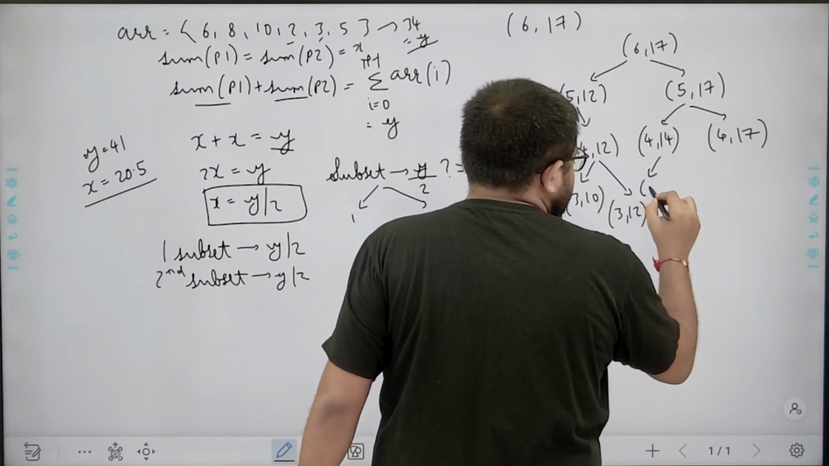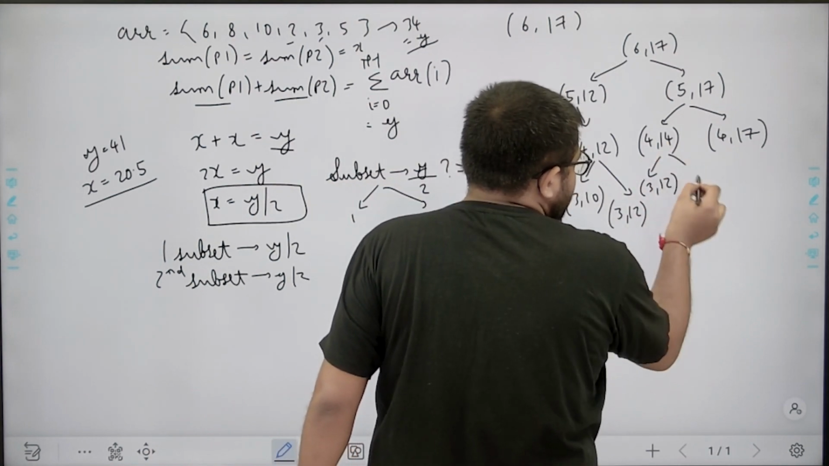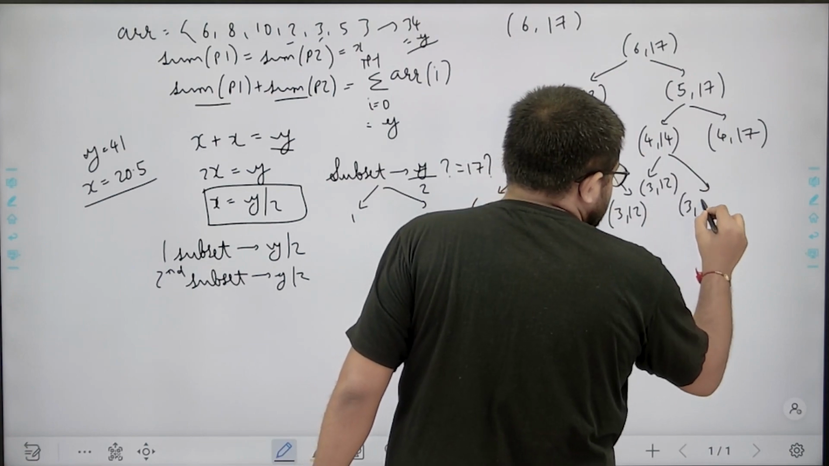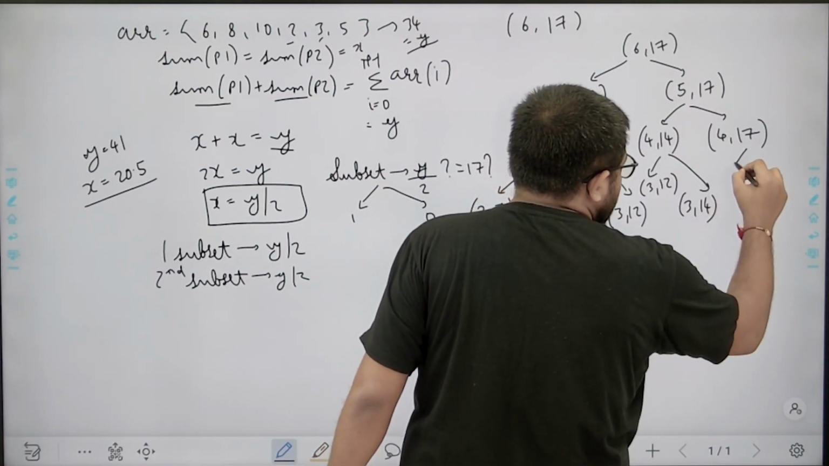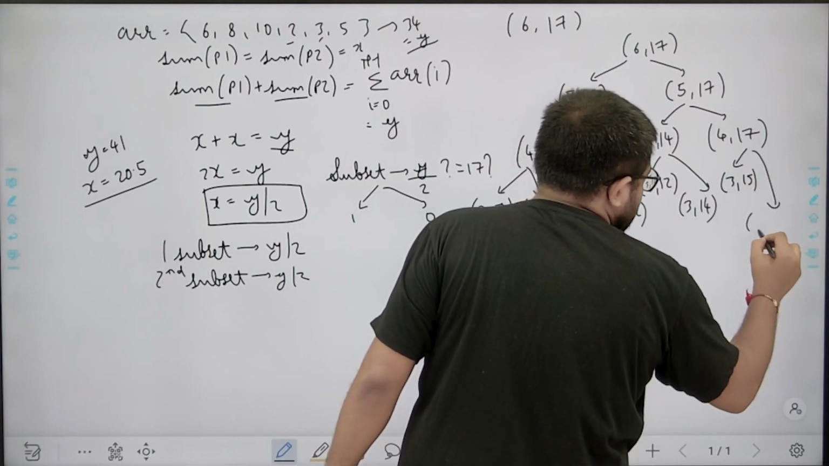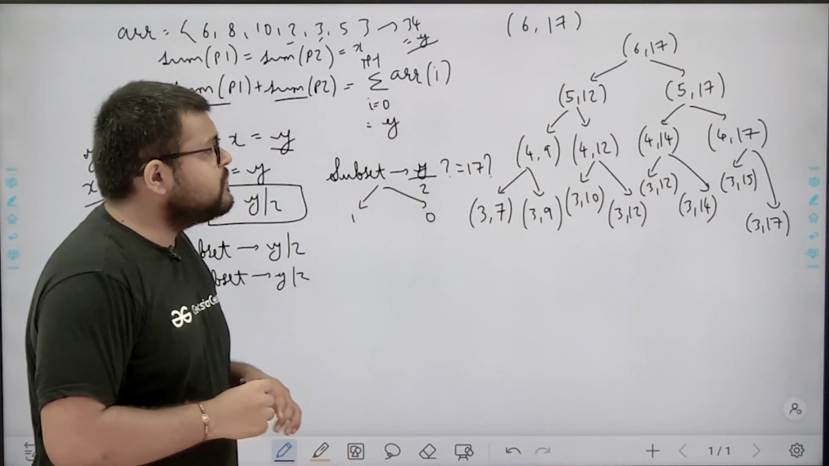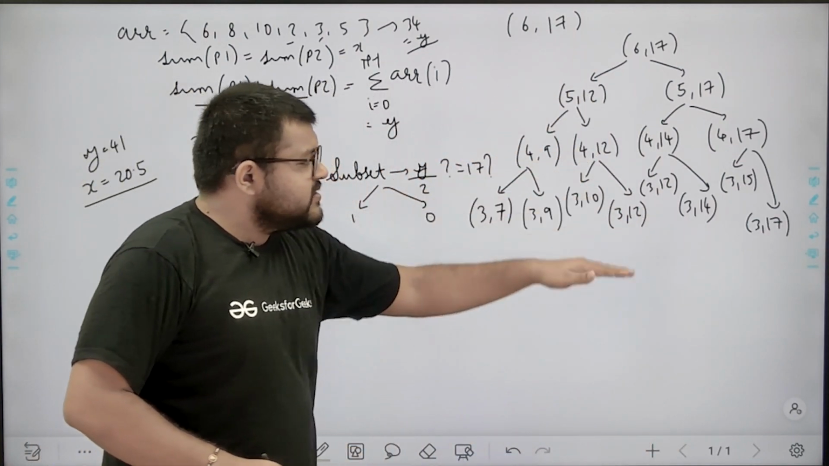Similarly here, if I decide to take it, then my remaining sum would become 12. And if I decide not to take it, then the remaining sum would remain 14. Here I decide to take it, the remaining sum would be 15, and if I decide not to take it, the remaining sum would be 17, and so on. Okay, so when will this end?